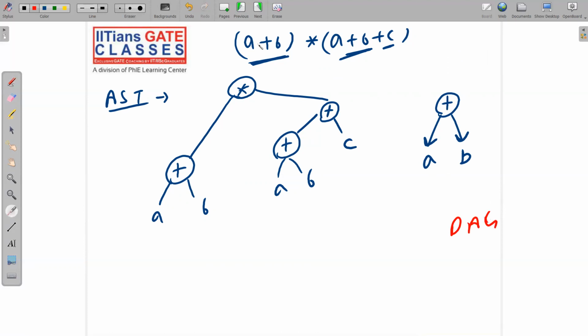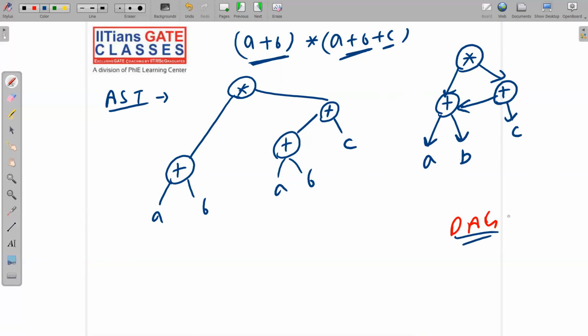So A plus B is over. Similarly, this A plus B is also over because of this. Now plus C you have to do, so I will say plus A plus B plus C. This is over. Are you getting it? So this entire thing is done. Now A plus B is to be multiplied with this entire thing, so I will use the multiplication symbol, this and this. That is the DAG or directed acyclic graph.